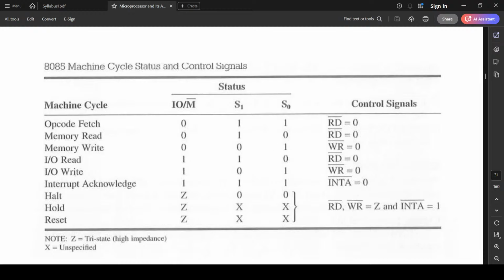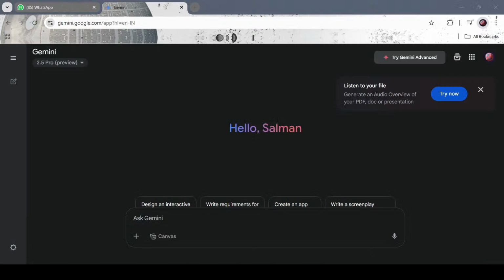Let's do one thing. Let's give this to ChatGPT and understand it from it. We have Gemini here. Let's use Gemini's reasoning method. Let me share the screen of my Gemini. There you go. You have my Gemini.